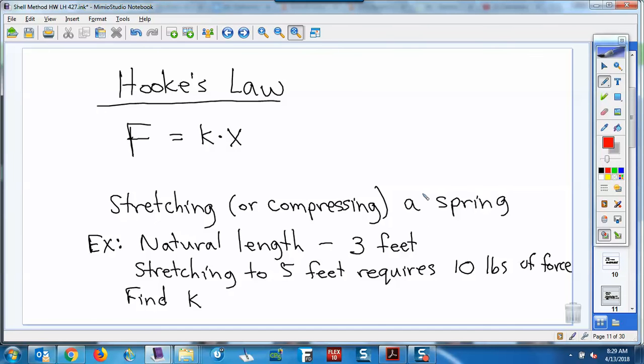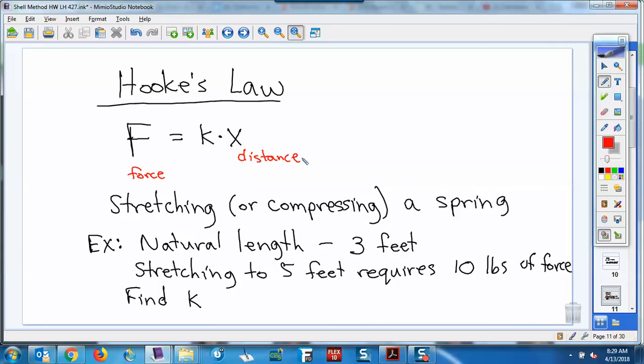Okay, so here's one more thing from physics we need. Hooke's law. One of the examples we're going to do is stretching or compressing a spring. Now, you can think of a slinky, or you can think of something a little more solid. But stretching or compressing a spring uses Hooke's law. F is the force, so this is force right here on this side. Okay, and this is some constant, K, and then X is a distance. Okay, so this will be in feet.